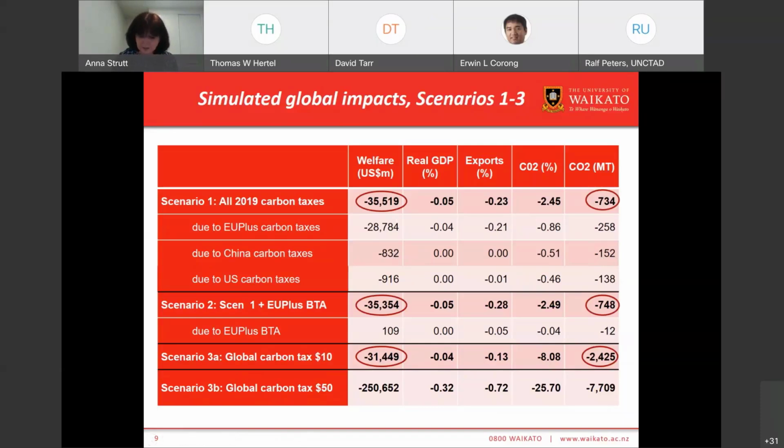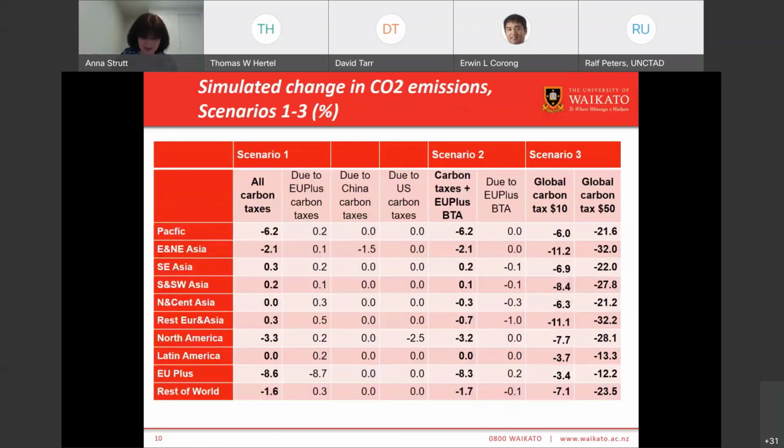So let's move along. A wee bit of trouble with my slides, but let's keep going. Let's have a look at the simulated change in CO2 emissions by region. And if we look at these CO2 emissions by region, again, we've got scenario 1 here with the bolded column showing the total impacts, and then some decomposition similar to the previous slide due to EU, China and US carbon taxes. We've got scenario 2 and scenario 3, but now we're looking at these impacts on CO2 emissions in terms of those different regions that I showed you the definitions of previously.